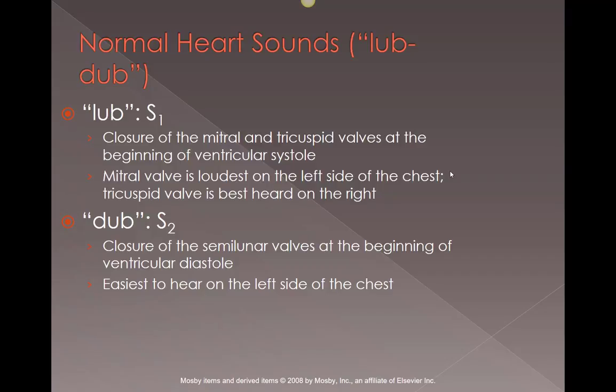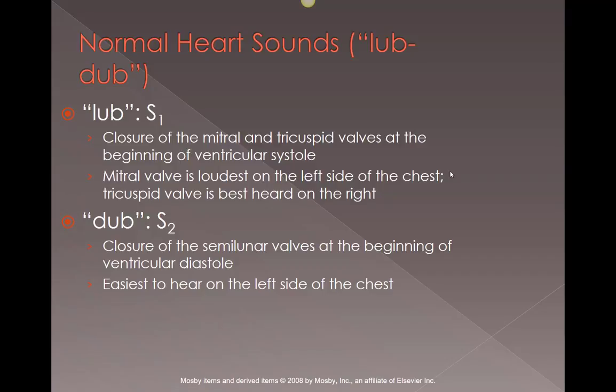So P in PAM is pulmonic, A is aortic, M is mitral, and then there are rib spacing. Pulmonic's at the third, aortic's at the fourth, mitral's at the fifth. And then we have T. And so T is on the right. So we call it PAM 345T.